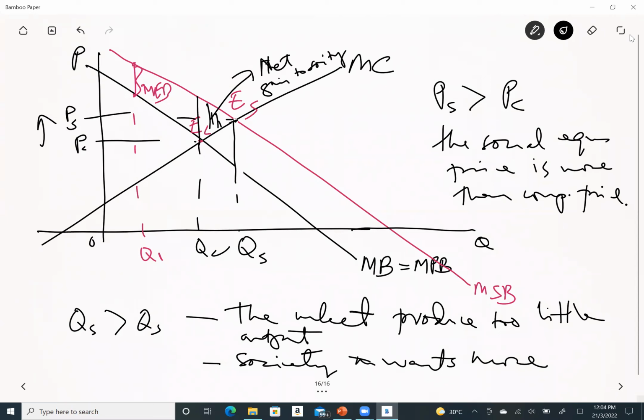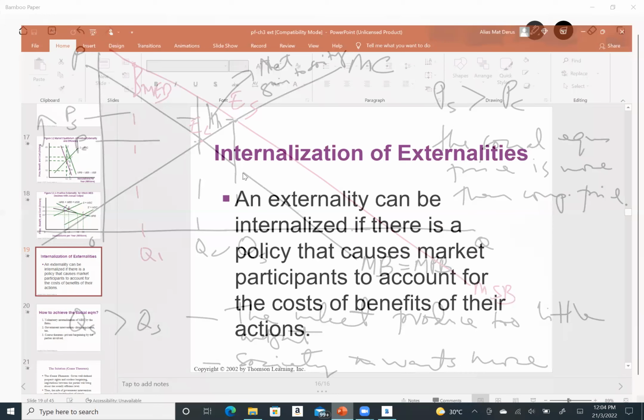All right. Okay, good. Question, anything? So this is quite simple. If it is negative externality, you want less. If it is positive externality, you want more. Okay, good. Now, next question is, how do we internalize the externality?